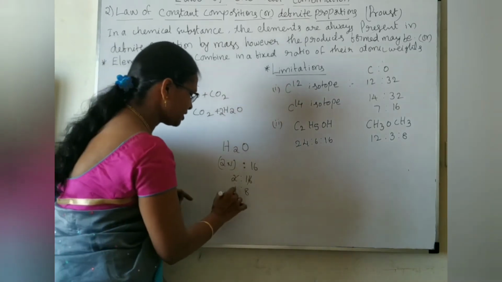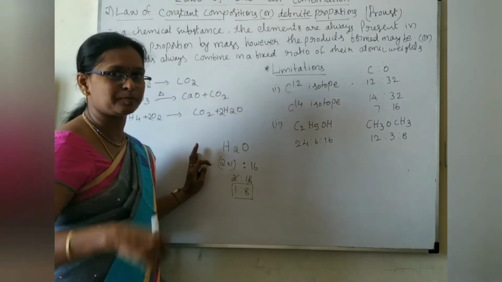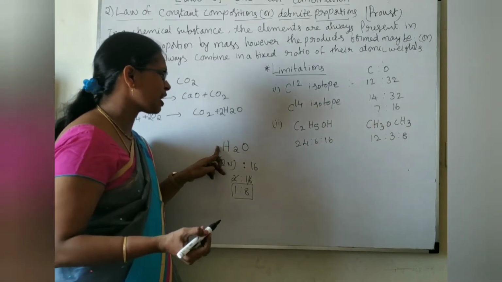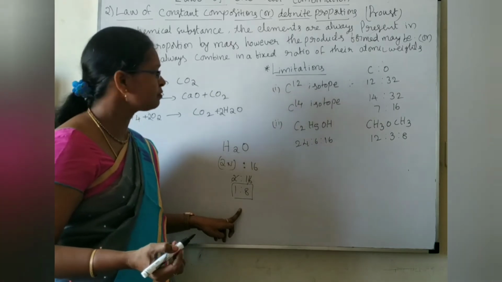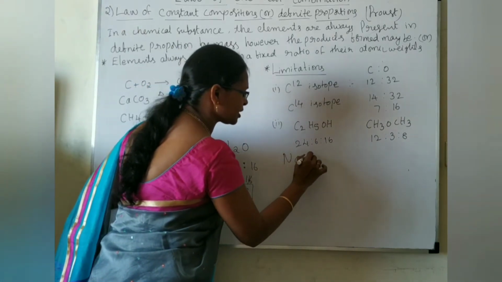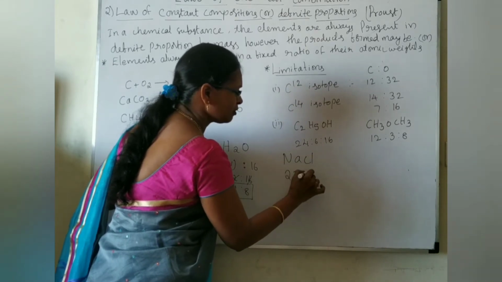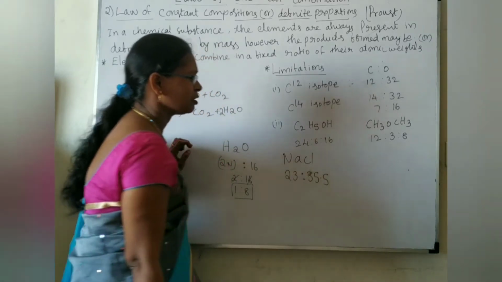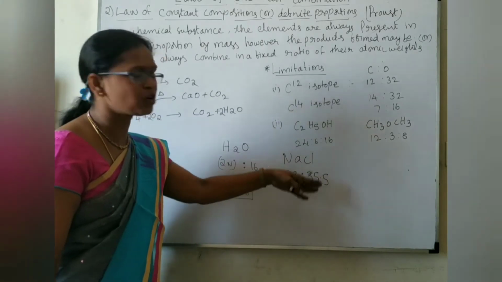Always this is a fixed ratio wherever you are taking it, and however many types of reactions you are using. The ratio of hydrogen and oxygen should be in this fixed proportion by weight. This is what we can say. And NaCl, sodium chloride: sodium atomic mass is 23 and chlorine is 35.5. Okay, so always this should be in a fixed ratio. More than that is not possible.